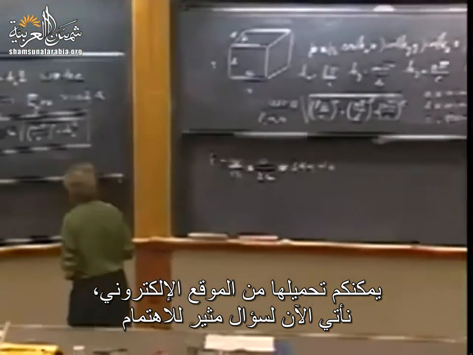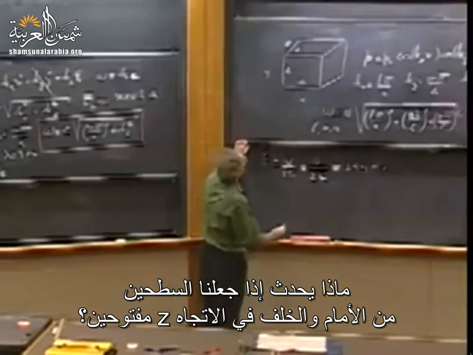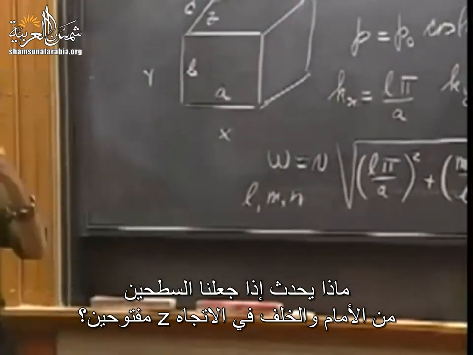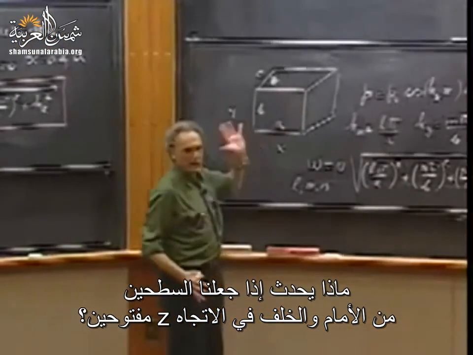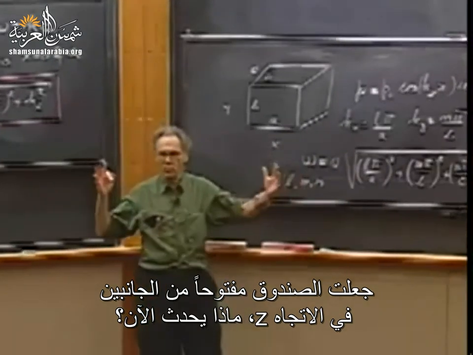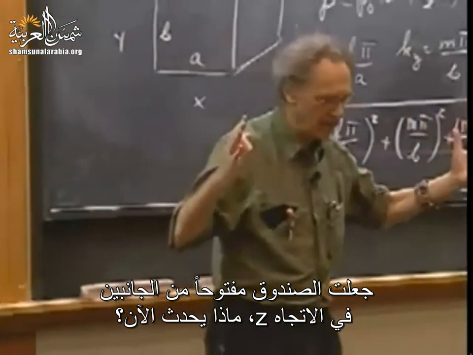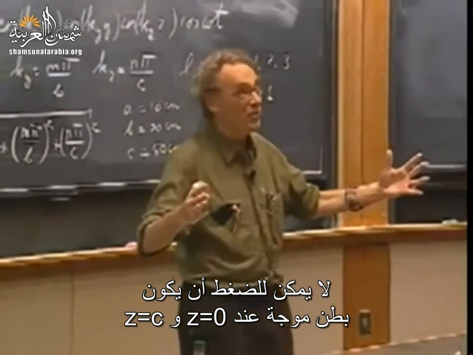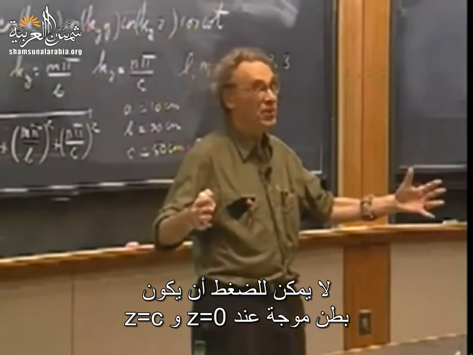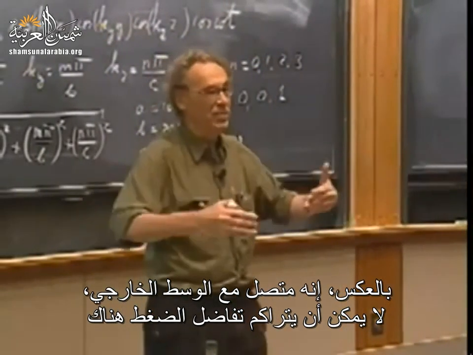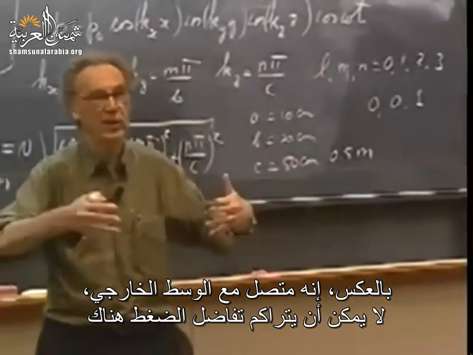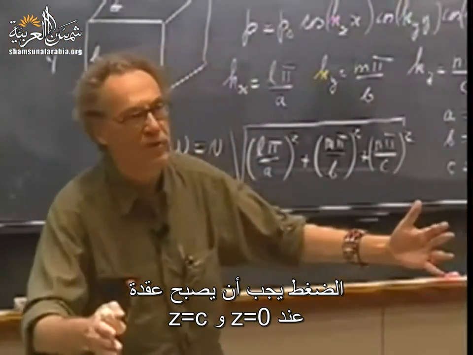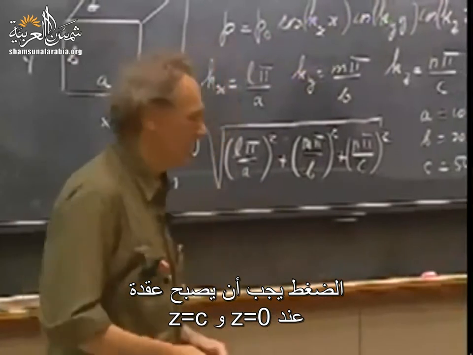Now comes an interesting question. What would happen if I knock out this panel in front and the panel in back? So I knock out both panels in the z direction. So I make it open in the z direction, open at both sides. What happens now? Well, the pressure now can never be an antinode at z equals 0 and at z equals c. On the contrary, it is connected with the universe. No pressure differential can ever build up. So the pressure has to become a node now for z equals 0 and z equals c.